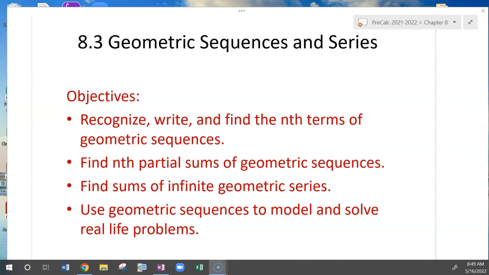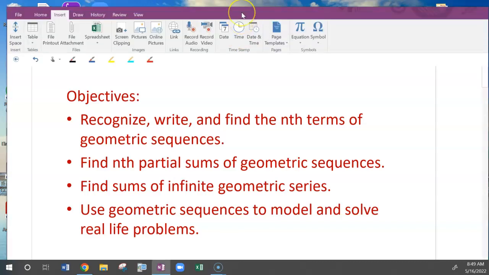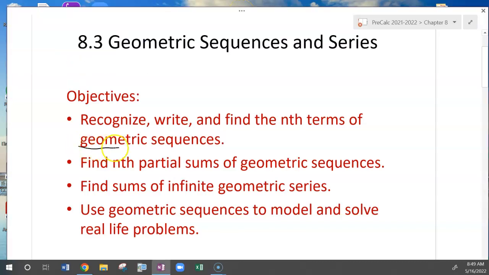Our objectives today are to write and find the nth term of geometric series. We're also going to find nth partial sums of geometric sequences, just like we did with arithmetic sequences. And we're going to find infinite sums of geometric series. And we can also use the same idea of the geometric sequences to solve and model real-life problems.